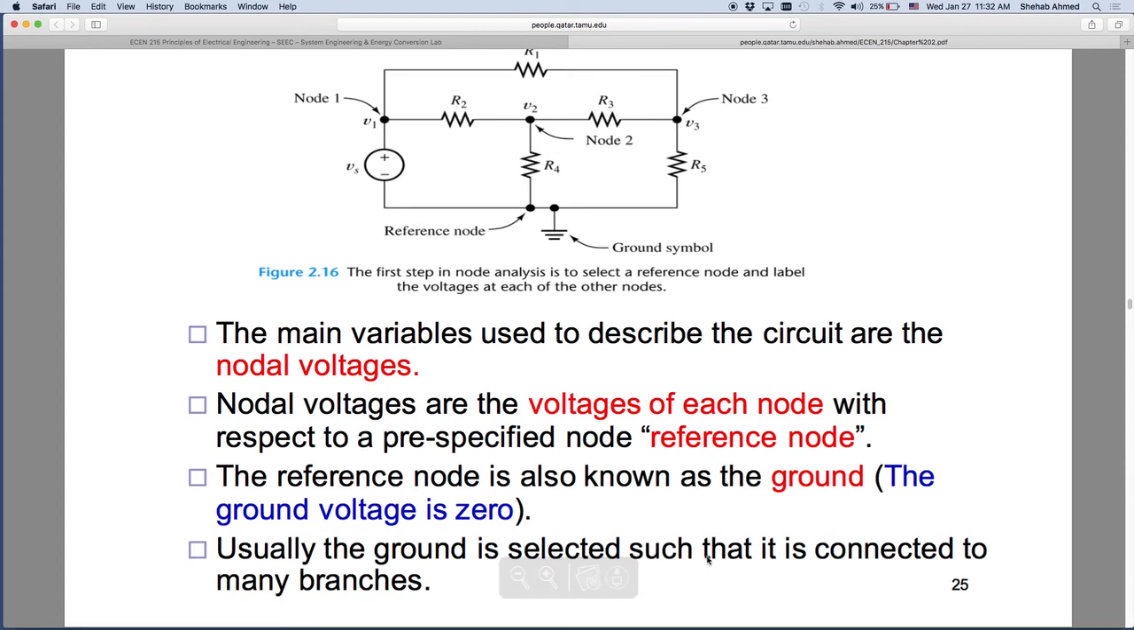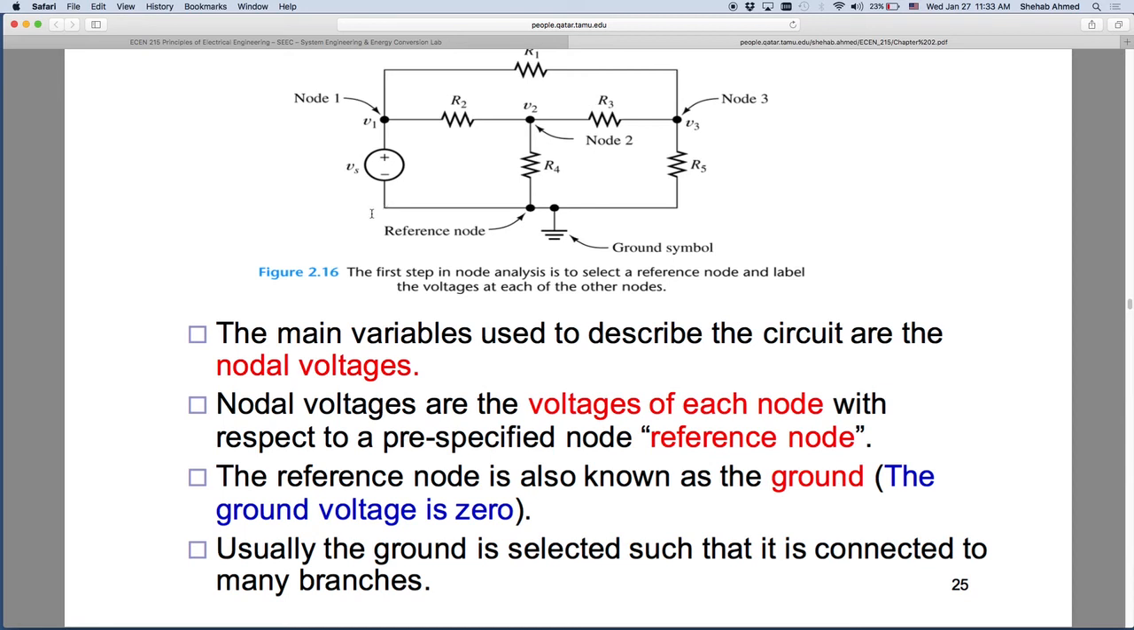That reference node is typically selected such that it's connected to many branches. So does it really need to be the negative of the supply? It doesn't, right? Any node and any voltage in the circuit is measured with respect to a reference. So you can choose your reference to be V1. That's fine. So in that case, if you choose your reference to be V1, then you're measuring V2 with respect to V1, right? And V1 happens to be 5 volts with respect to this 0 volts here, right?